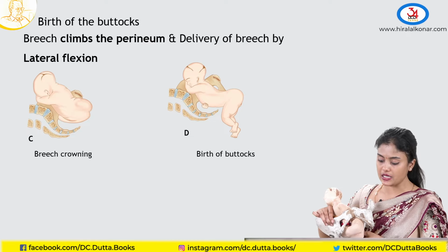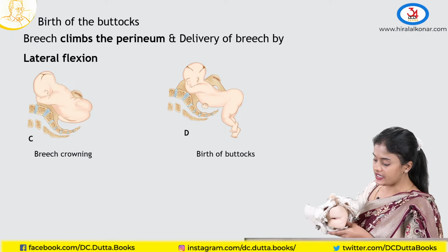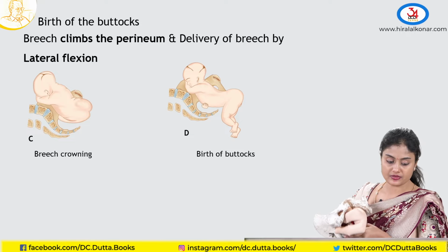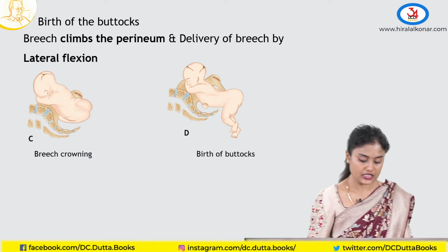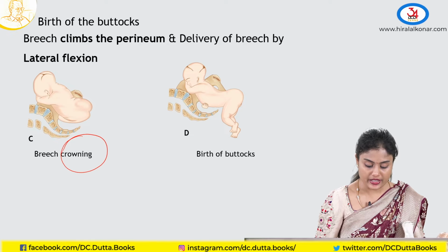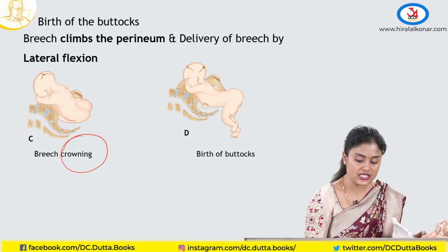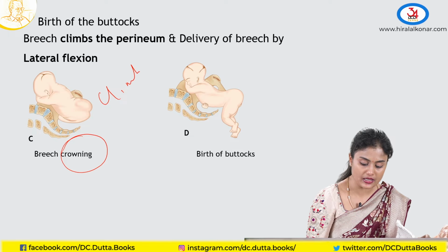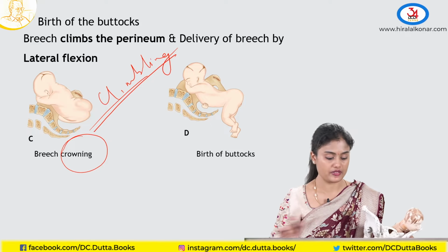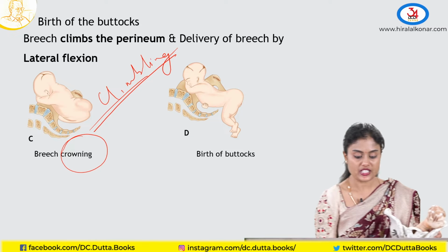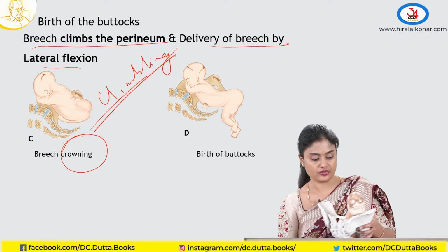Then the birth of the buttocks happens by lateral flexion, like this. Just like this, the birth of the buttocks happens. You can see this in the photo. See, in this photo you can see the crowning. In the head we say crowning; in breech it is called climbing of the breech. Okay, when the breech is seen, it is called climbing. Breech is climbing the perineum, and delivery of the breech happens by lateral flexion.